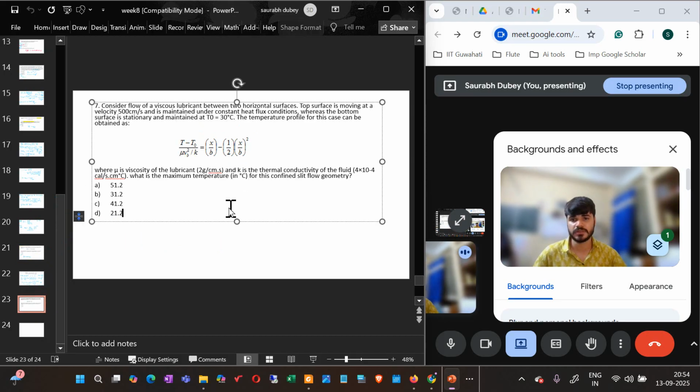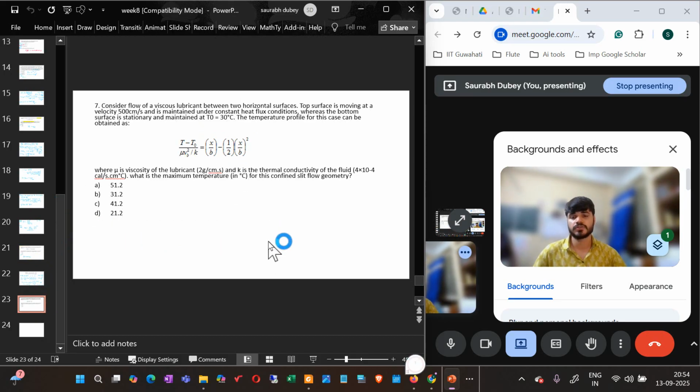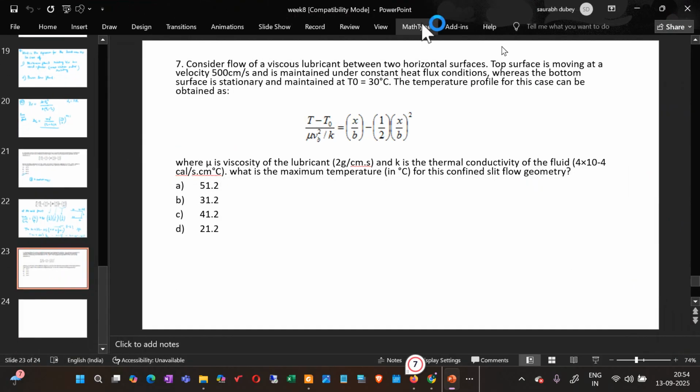Yes, so this is the question that we want to solve. Consider the flow of viscous lubricant between the two horizontal surfaces. The top surface is moving at a velocity of 500 centimeter per second, right?